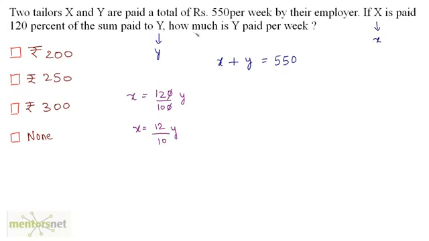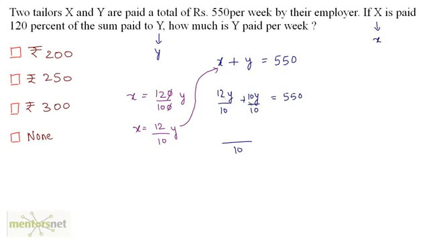Now you have to calculate how much is Y paid per week. So you can put this value of x into this equation and get the value of y. So you have x's value as 12y by 10 plus 1y is equal to 550. Now I can write this single y as 10y by 10 so that the value doesn't change. Now I have the denominator common, so I can write 10 in the denominator.